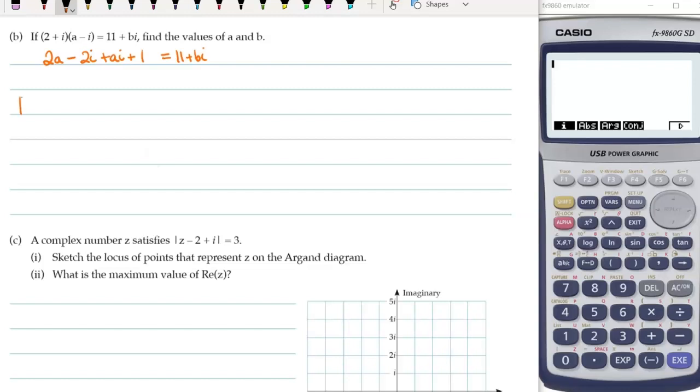Now let's look at the real parts of this. The real parts are 2a plus 1 on the left and 11 on the right. So a is going to be 5. The imaginary parts, on the left we have minus 2i plus ai, and on the right hand side, that's got to equal bi. Well, a we just worked out was 5. Divide through by the i's, we've got minus 2 plus 5 is equal to b. So b is equal to 3.